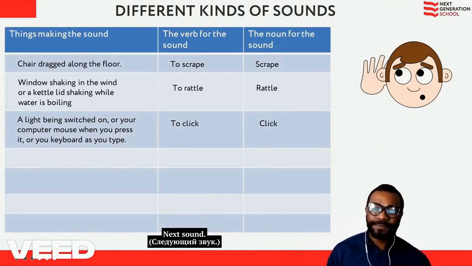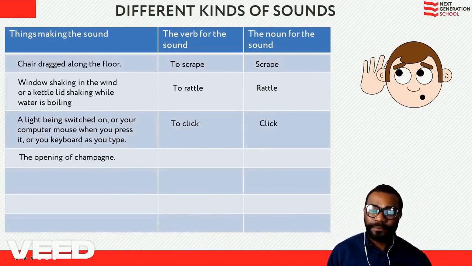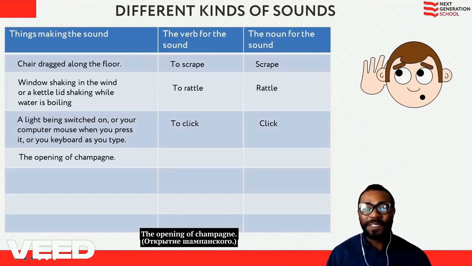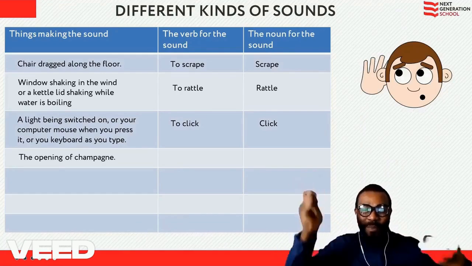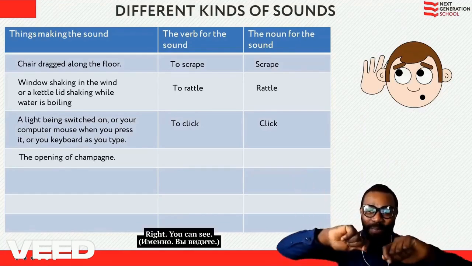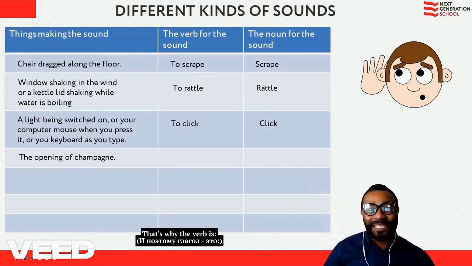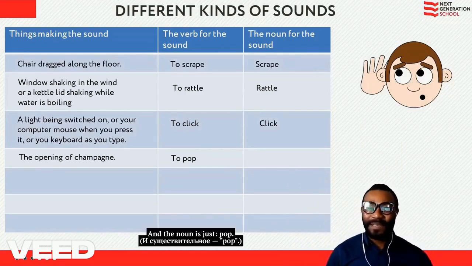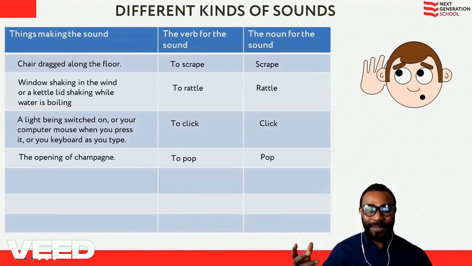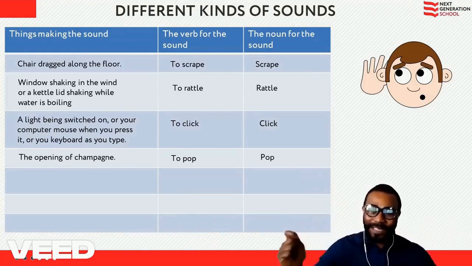Next sound. The opening of champagne. Pop. Right. You can see. Pop. That's why the verb is to pop, and the noun is just pop. So that pop, that's pop.